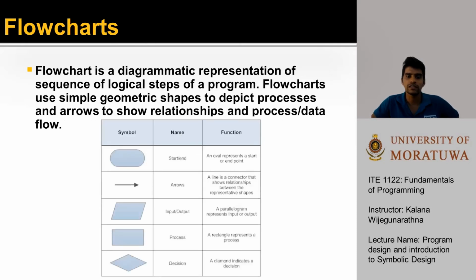A flowchart is a diagrammatic representation of a sequence of logical steps of a program. Flowcharts use simple geometric shapes to depict processes and arrows to show relationships and process data flows. The basic symbols used to draw a flowchart can be seen in the table here. Take a moment to go through the table.